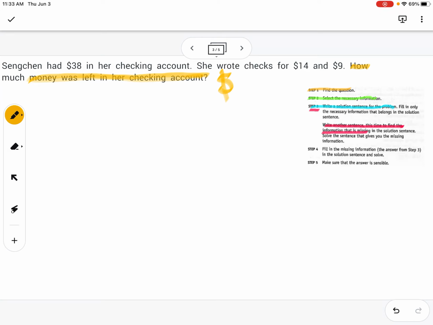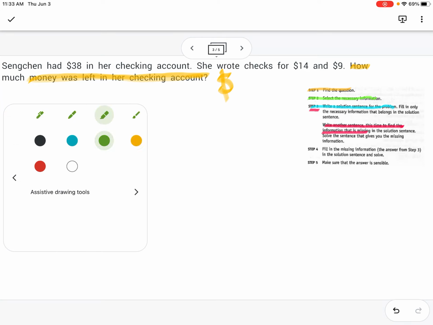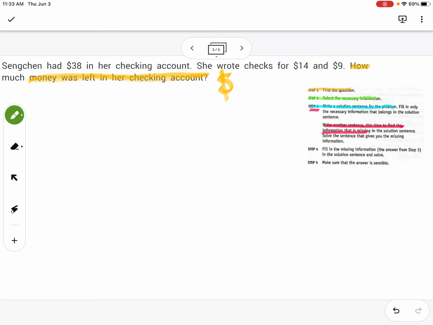All right. Step 2, select the necessary information. Well, in order to know how much money was left in her account, we're going to need to know what was in her account at the start. That's the $38. But we also know that she made some changes to her account by writing some checks. So she wrote checks for $14 and $9. So there's our necessary information. I'm going to clean that up a bit so we can see it. There. The necessary information, $38 in her account at the beginning of the day, let's say, and then through that day she wrote 2 checks, one for $14, one for $9.